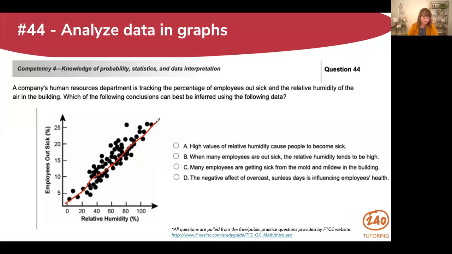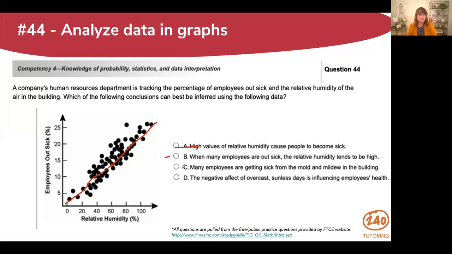So now let's look at these answer choices. Answer choice A, high values of relative humidity cause people to become sick. Correlation does not imply cause and effect, so A is not correct. B, when many employees are out sick, the relative humidity tends to be high. Well, that's what this graph shows. When lots of people are out sick, the relative humidity is high. So that appears to be the answer.